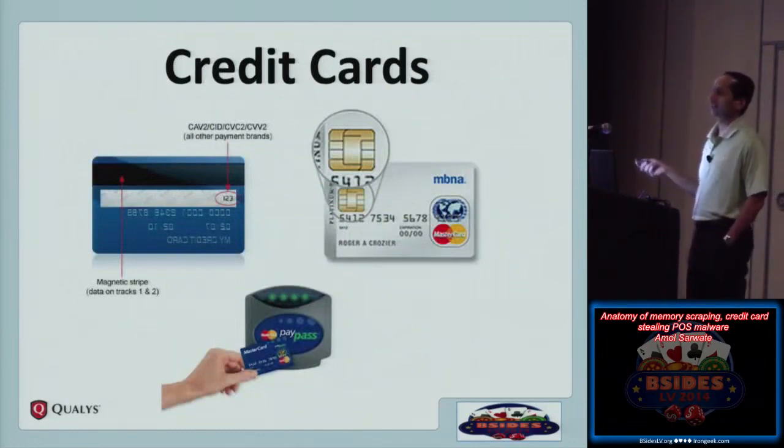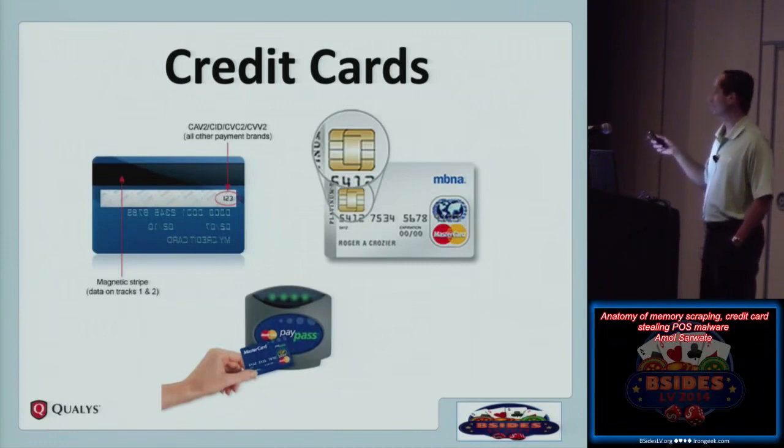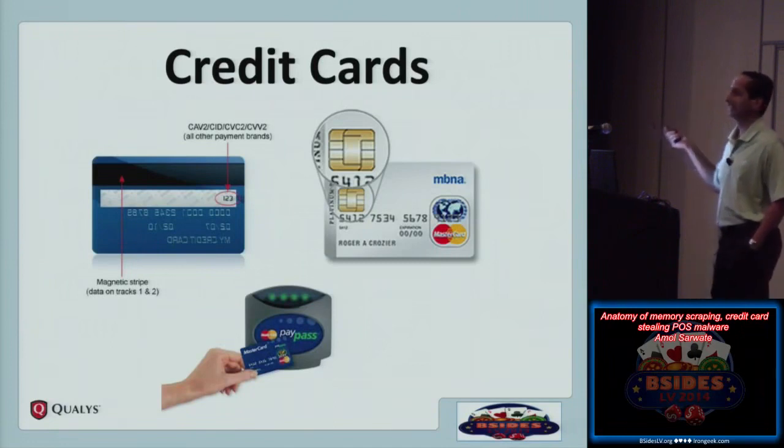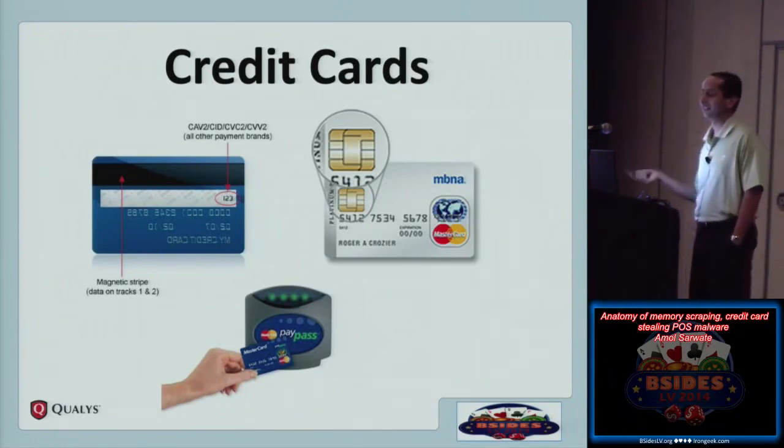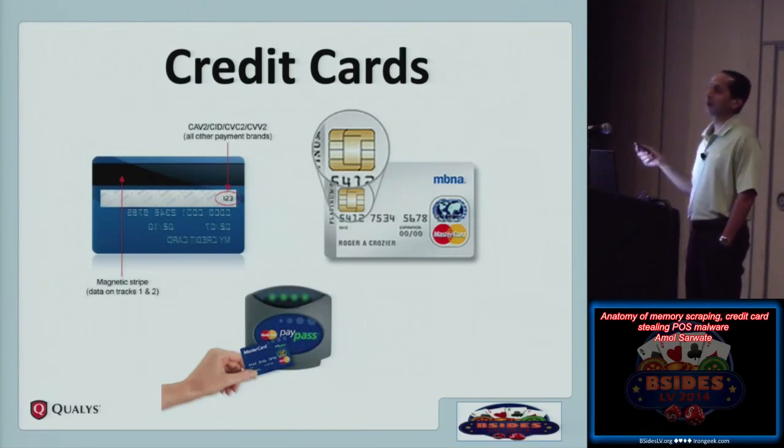Going to credit cards. Now this is a pretty basic slide. Usually there are three different types of credit cards. First is your usual magnetic stripe credit card. On the back of the credit card you have the magnetic stripe, which stores all the information like your credit card number, your name, and the expiry date of the credit card.